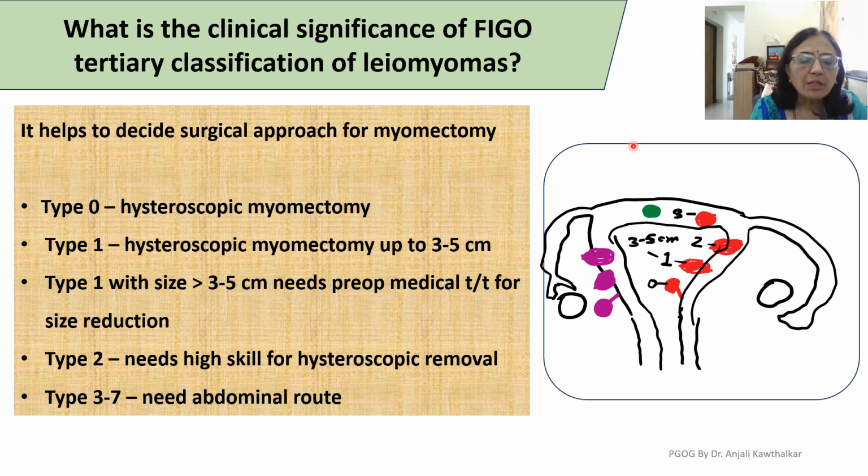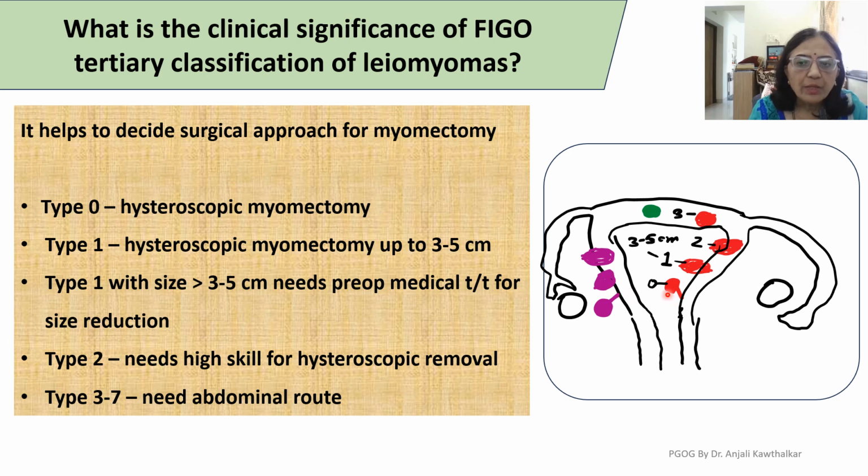Now, what is the clinical significance of this FIGO tertiary classification of leiomyomas? Why do we keep on dividing them into minute categories: 0, 1, 2, 3 for submucous, 4 for intramural, 5, 6, 7 for the subserous, and 8 for all the rest of the others? So what is the clinical significance? It helps to decide the surgical approach, especially whenever we are planning myomectomy.